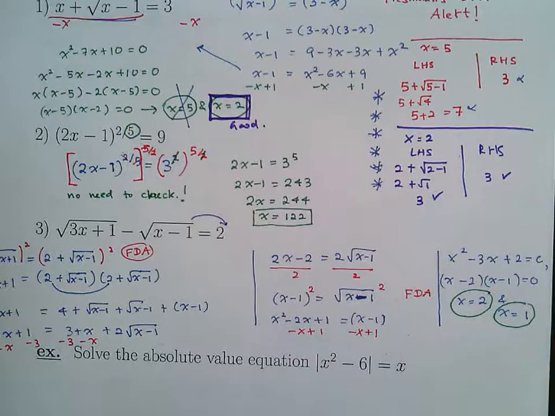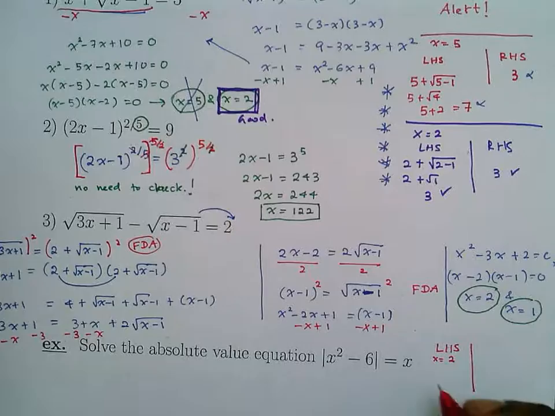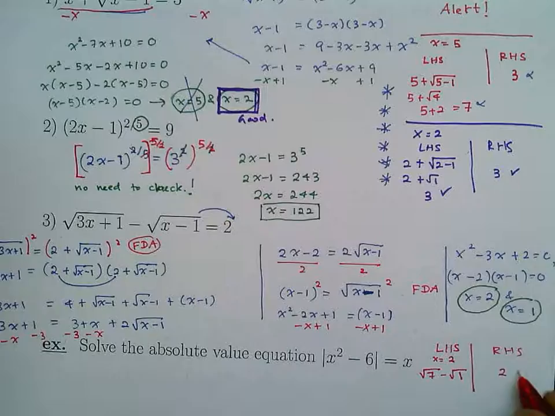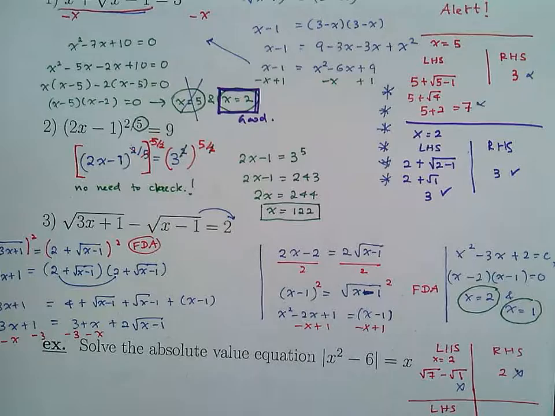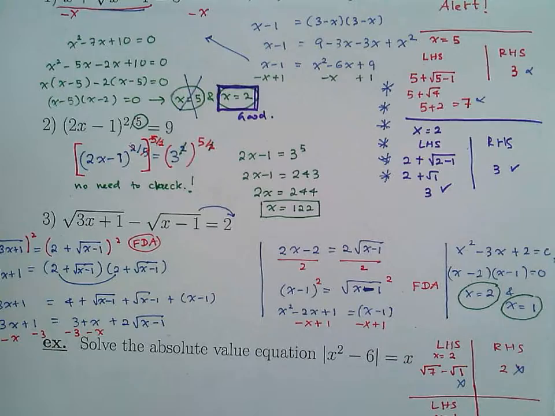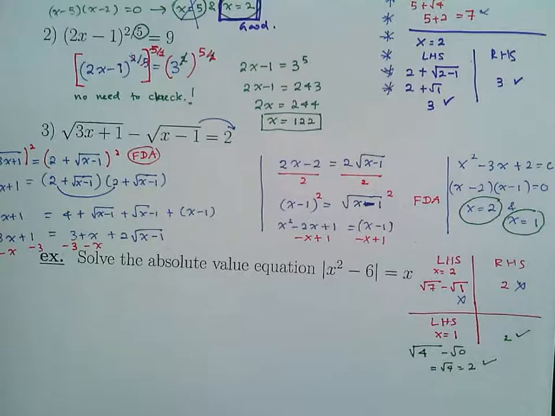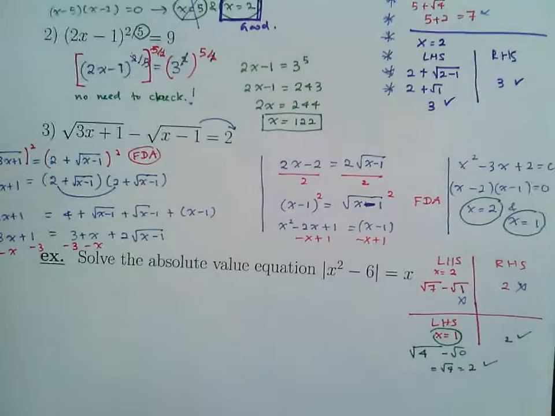Now just check it. So, original equation, left hand side, x equals 2, and that would be square root of 7 minus square root of 1, and that's not equal to 2. So it doesn't work. Okay. And left hand side, x equals 1, you get square root of 4 minus square root of 0, which is square root of 4, which is 2. And the right hand side you have 2. So that's the same thing. So the only answer that works is x equals 1. So x equals 1 is the final answer.